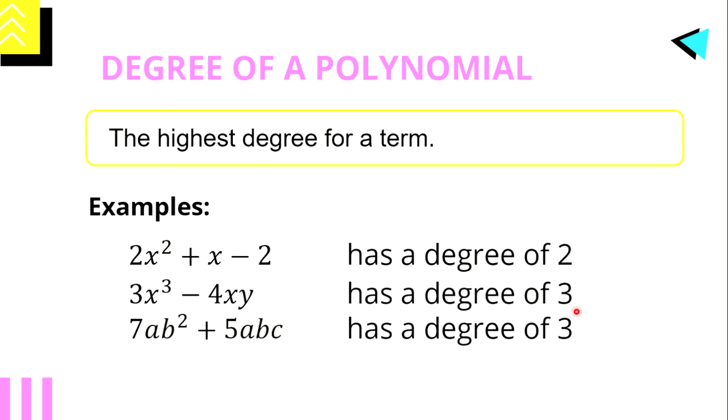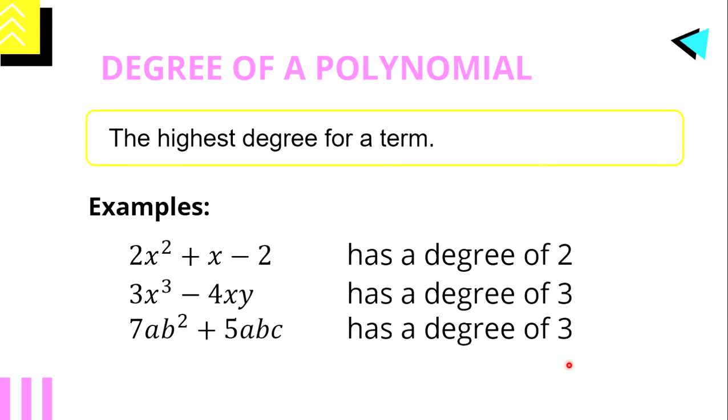Last example, we have 7ab squared plus 5abc. If we notice the first term, the degree is 3 because a has an exponent of 1 plus 2 for b. Same with the second term, they all have exponents of 1. So 1 plus 1 plus 1, it's also 3. If they are equal, then that is the degree, which is 3.